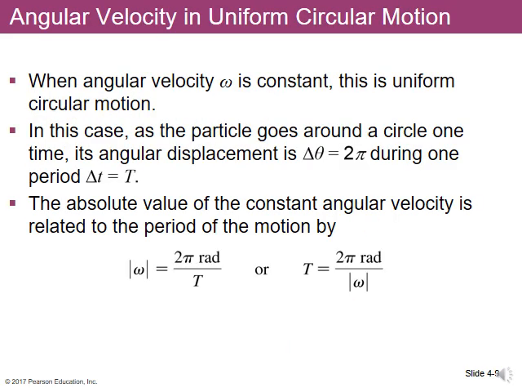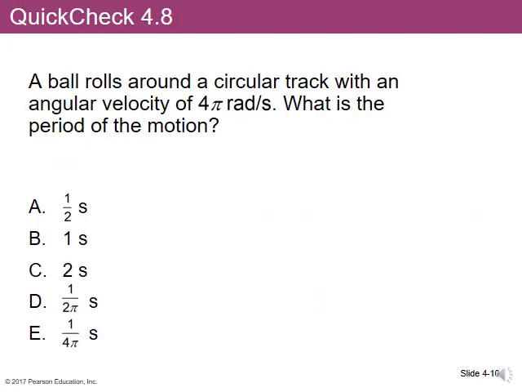Now, as we said back in the beginning, when angular velocity is constant, this is what we call uniform circular motion. In this case, as the particle goes around the circle one time, then its angular displacement will be equal to 2 pi. There's 2 pi radians in one entire circle. And so we can define the angular velocity as it relates to the period as 2 pi divided by the period, because 2 pi is the distance that it will go in one complete revolution around the circle. Period is the time it takes to make one revolution. And these can be rearranged to solve for period or to solve for angular velocity depending on what information you actually know. Let's look at an example of this.